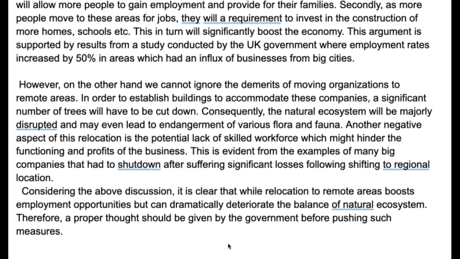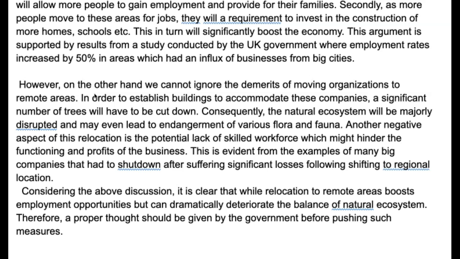Beautiful. In order to establish buildings to accommodate these companies, a significant number of trees would have to be cut down. Not necessarily. So again, we've got to hedge it, and we've got to put the pretext here. We've got to put the situation. So if the areas receiving these companies were forests and woodland, then a significant number of trees would have to be cut down.